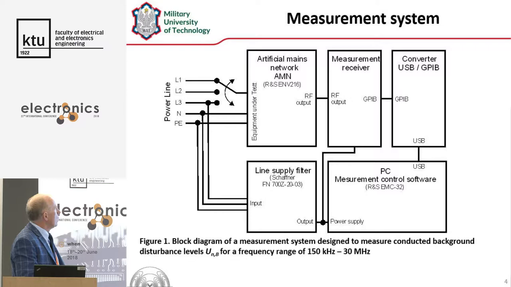In order to automate the system, we have used a PC computer. On this computer is running the EMC32 software. Anybody who works in EMC laboratories knows this system, I suppose, which comes from the Rohde & Schwarz company. This system remotely controls the receiver and the artificial noise network via the USB port. In order to convert the USB port to GPIB, we need a USB-GPIB converter. In order not to generate disturbances on the measured power line, we need a two-line supply filter. We have used this type.